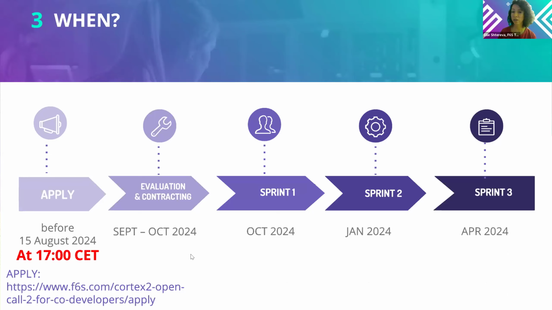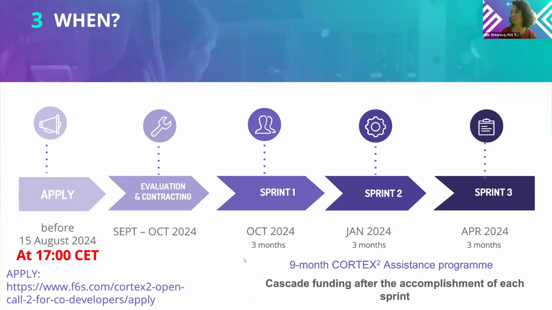Then we are starting for the ones that are accepted. They're entering the CORTEX2 assistance program, with a total duration of 9 months and divided into 3 sprints. Each sprint is with a length of 3 months. The first one starts in October 2024. The second sprint starts in January 2025. Sorry, I got the year wrong, but it is 2025, which is normal because January 2024 is already behind us. And then sprint 3 in April 2025. As I mentioned, each sprint has a duration of 3 months.